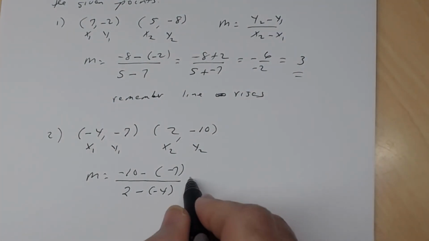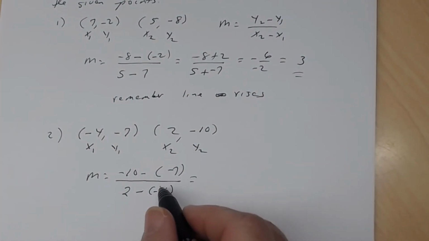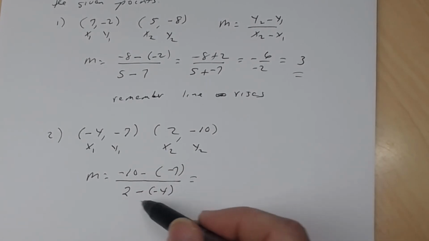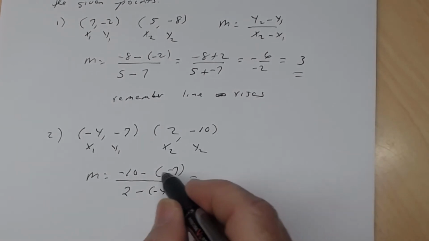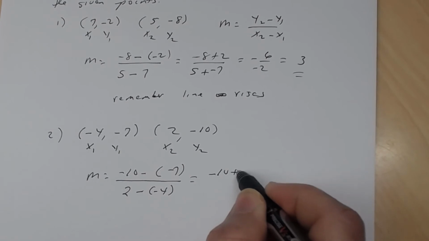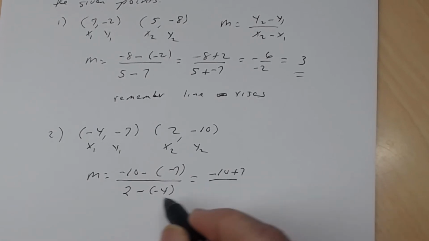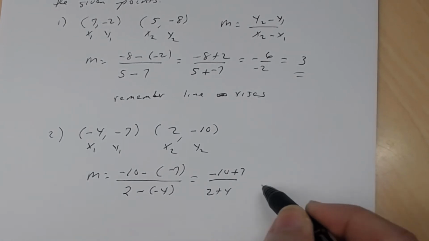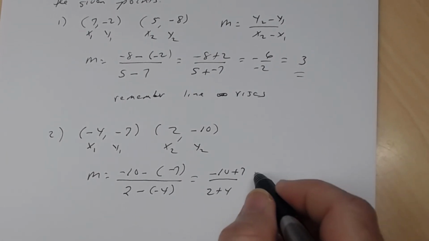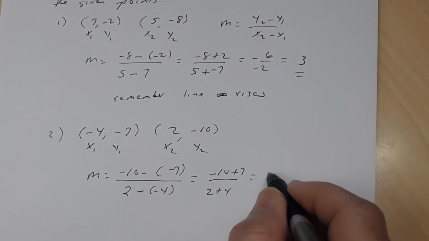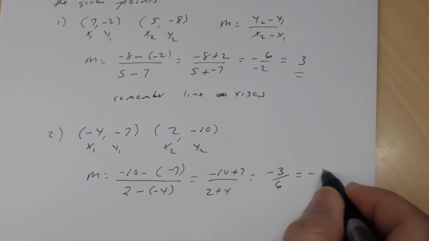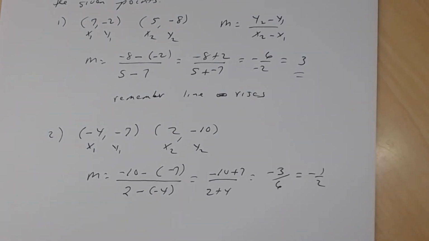All right, so again, use your calculator if you're not very proficient at signed numbers. So this becomes -10 plus the opposite, +7, and this is 2 plus 4, adding the opposite, so we get +4. And -10 plus 7 is -3. 2 plus 4 is 6, and when I reduce this, I get -1/2. So the slope is -1/2.